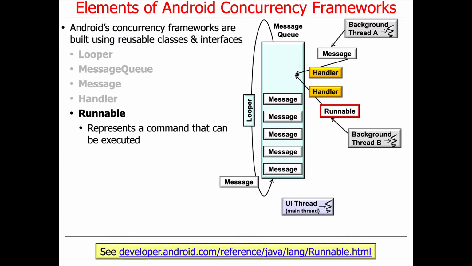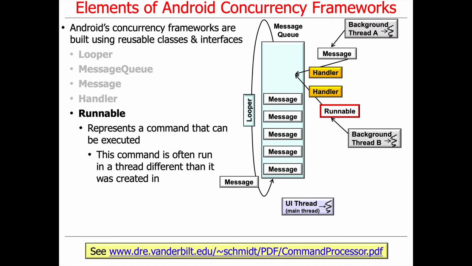A runnable, as you undoubtedly know, is a very common Java interface that can be used to represent a command that can be executed, either in the same context or a different context, either the same thread or a different thread. And typically, when it's used with the Android concurrency frameworks, this command, the runnable, is often run in a thread that's different than the thread it was created in. And this is what's used to pass commands from one thread to another, using the command processor pattern.